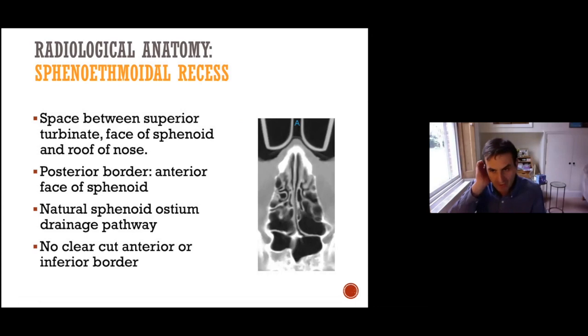So moving towards the back of the nose, the space of the spheno-ethmoidal recess is an important area to consider if we're approaching the sphenoid sinus. It's the natural drainage pathway for the sphenoid ostium, and it's basically bounded by the septum and the superior turbinate from a medial to lateral perspective, but there's no definitive anterior border. I guess you could consider that it starts at the front of the middle turbinate, and as you go alongside the middle turbinate, between the middle turbinate and the septum, it's that line here along to the sphenoid ostium.